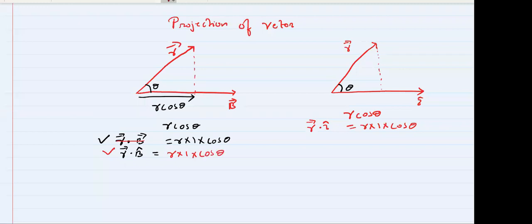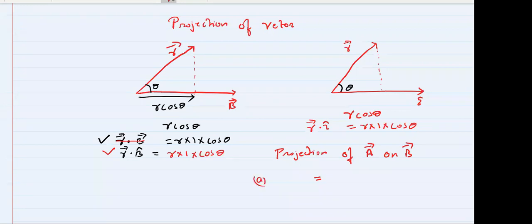Got it, everyone? Just tell me, did you get this? Yes or no? So if I ask you, what is the projection of A vector on B vector, right? Tell me, what will be the answer?